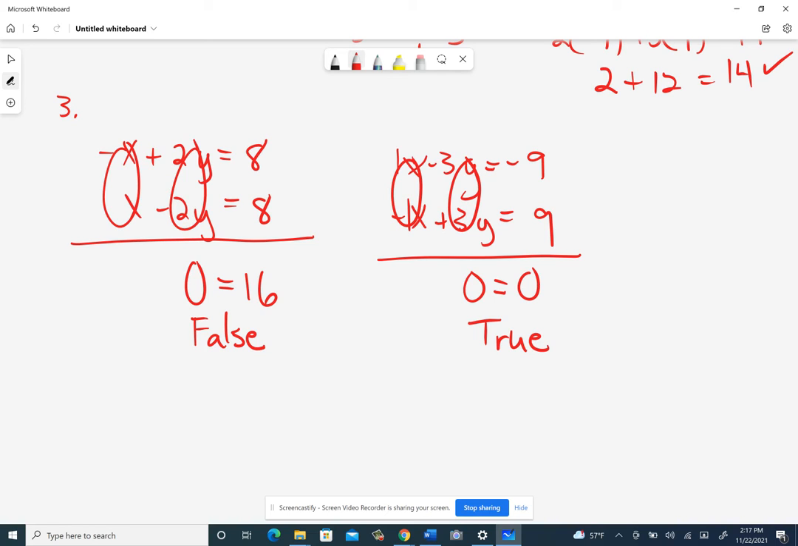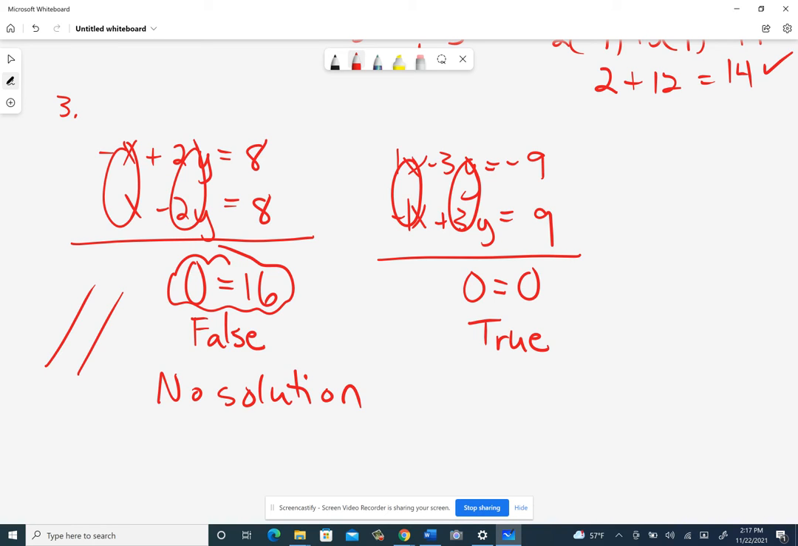So if you get the false situation, that indicates that there's no point of intersection. So there's no solution. See, these lines must have been parallel, never intersecting. So when you get a false equation that doesn't have an x or a y, it's just some number equals some other number, something that's not true, that's telling you that the system doesn't have a solution.